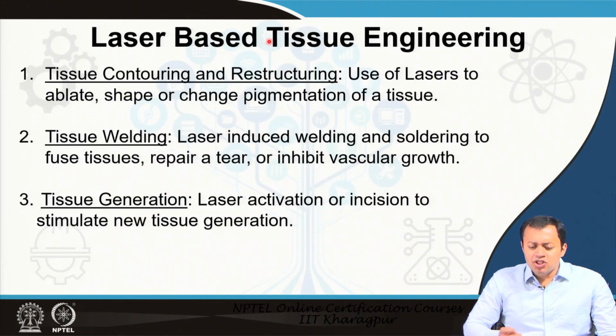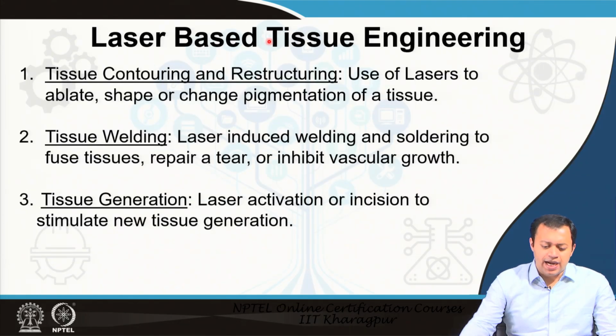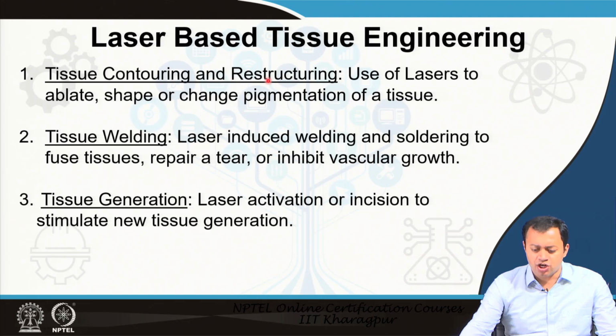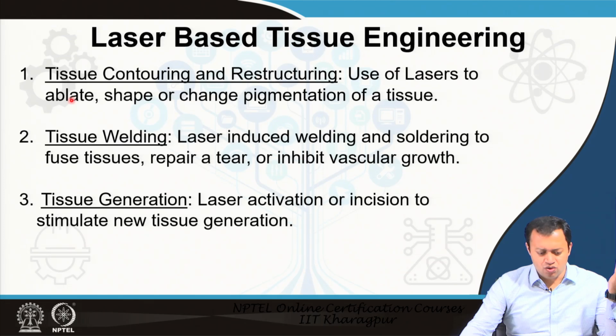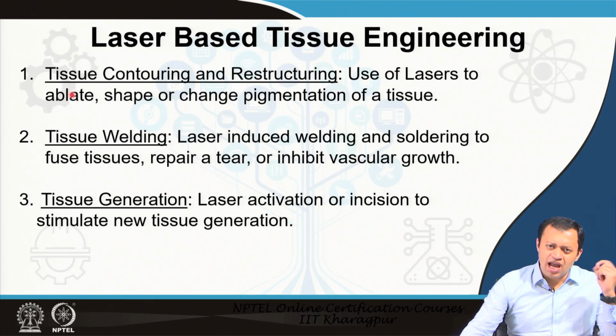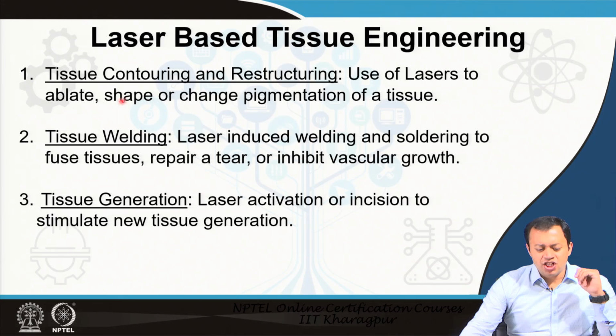So, laser based tissue engineering mostly falls into 3 categories. First is tissue contouring and restructuring. Here lasers are mostly used to ablate, basically make some kind of incision. It's a destructive process overall. It's basically localized heating and then a removal. Ablation simply means destruction or cutting. It changes the shape or changes the pigmentation, the coloration, of the tissue.